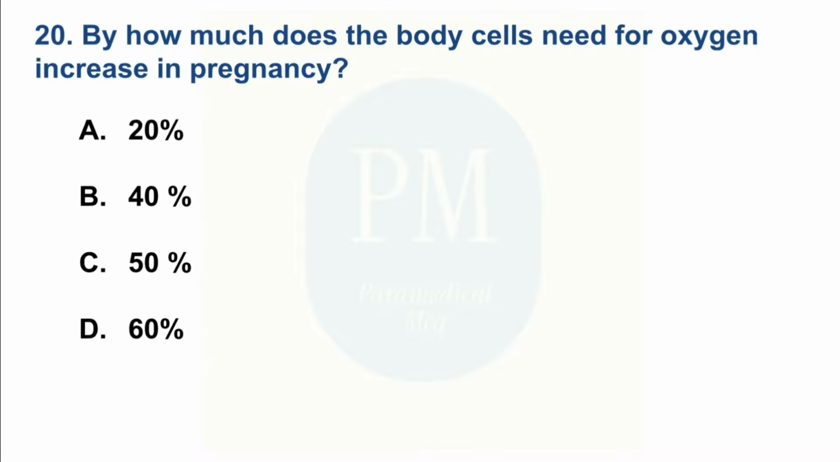By how much does the body cells' need for oxygen increase in pregnancy? Option A 20%, option B 40%, option C 50%, option D 60%. The correct option is option A 20%.